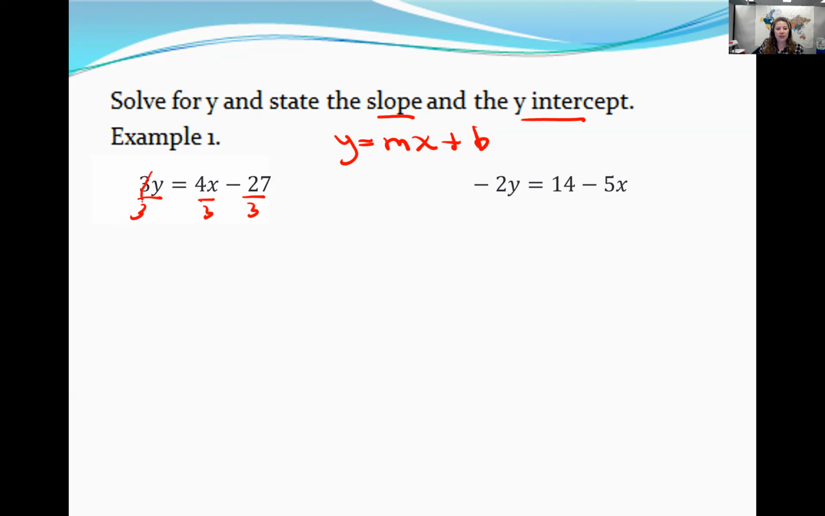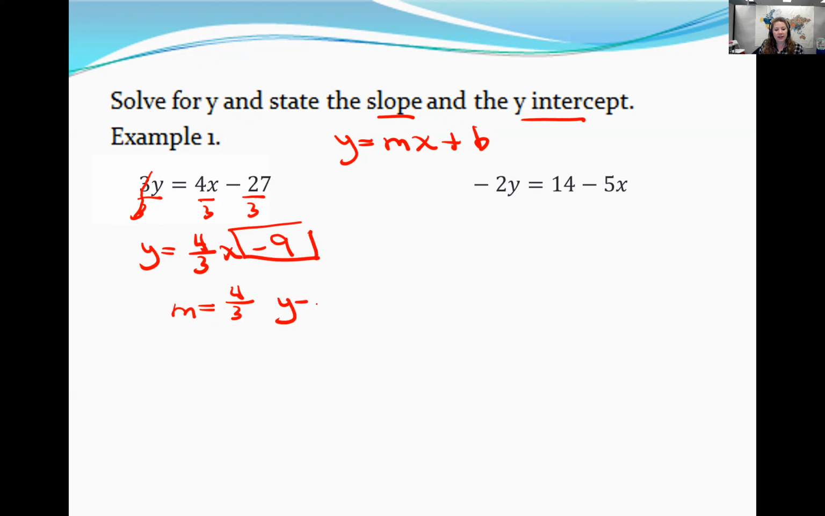So 3 divided by 3 is 1. 1 times y is y equals, we're just going to keep this in fraction form, 4/3 x. And then negative 27 divided by 3 is minus 9. So what is my slope? What number is being multiplied by x? It's 4/3.